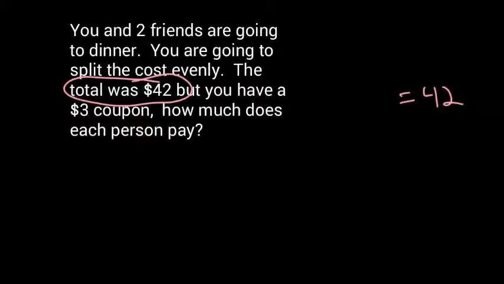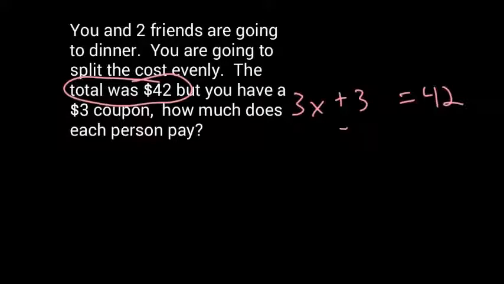And then we have you and two friends. So that's 3 people times what each person pays, so what each person pays times 3. But then we have a $3 off coupon, so we're going to add 3 to the total that the 3 of us pay to equal our total of $42. So now we have a two-step equation we can solve: 3x plus 3 equals 42.